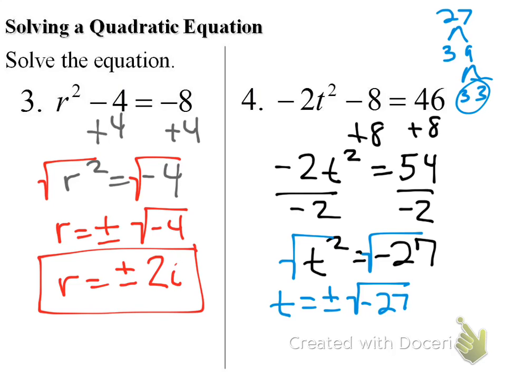So let's see if we can jump to the final answer. I'm going to have plus or minus... what? 3i square root 3. Good. What questions do you have?